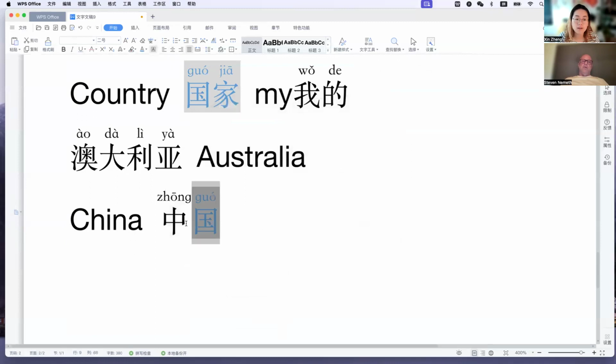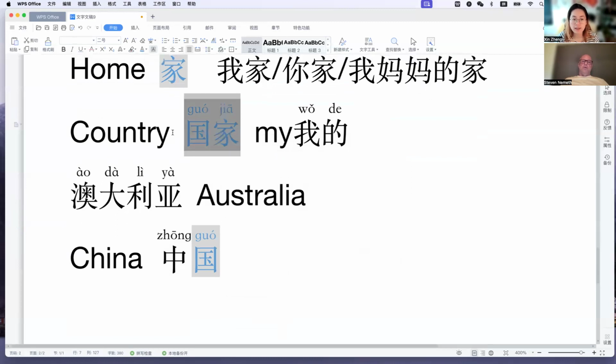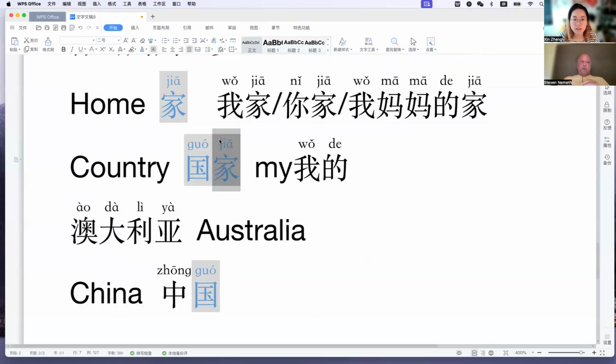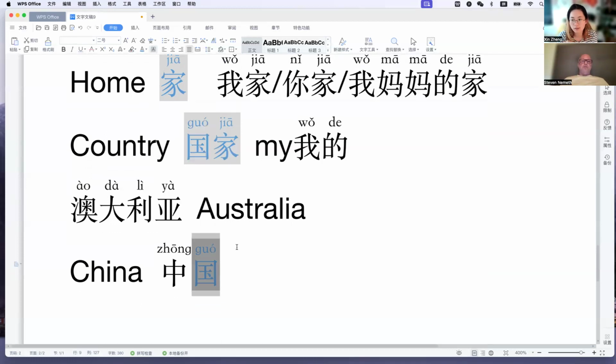中国. Perfect. Again, 中国. So this is a word. In English it's a country. And in Chinese we have two different characters. Here 家 always means the home, and then 国 means the country. This word we call 国家. So here it's 中国, not 中家. Zhongguo, and what does Zhong mean? 中 means middle.